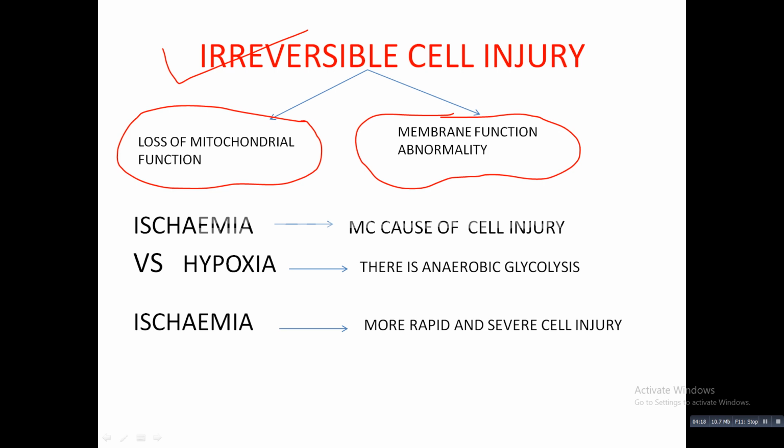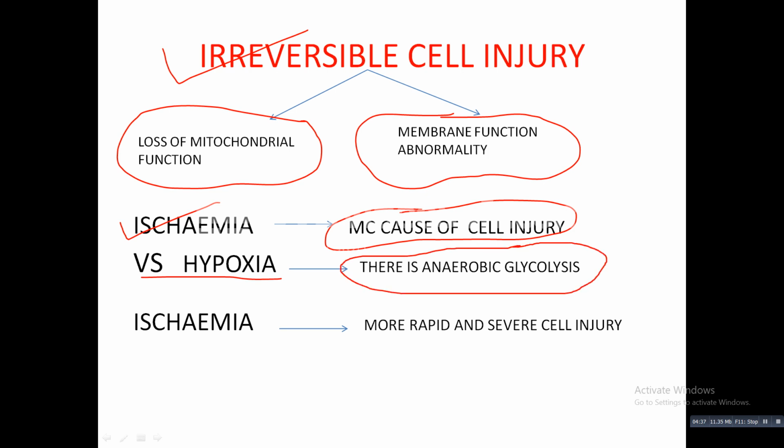Now, ischemia, as we all know, is the most common cause of cell injury. How is it different from hypoxia? See, in hypoxia, we have a component of anaerobic glycolysis, which is not present in ischemia. As a result, ischemia is more rapid, leading to severe cell injury as compared to hypoxia.